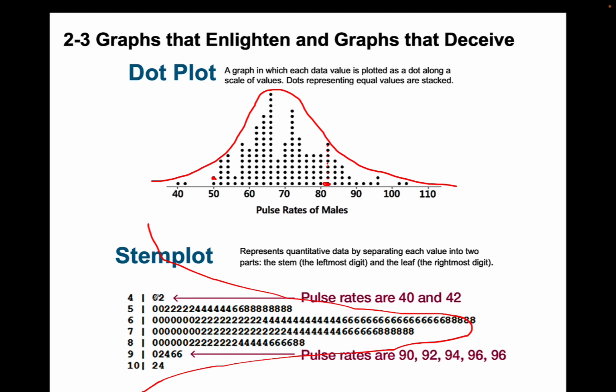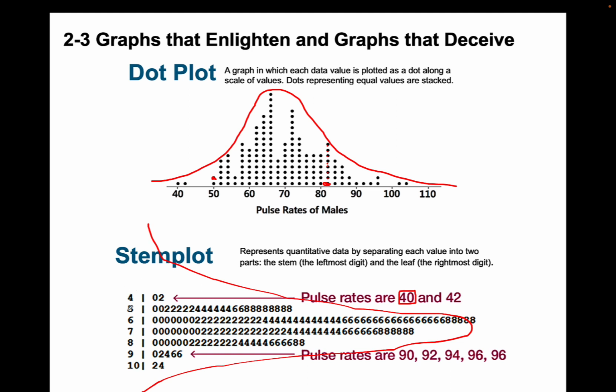But the way that the individual data values are represented is slightly different. 4 would be the first number in the pulse rate. 0 would represent the last number in one male's pulse rate. So that's why we have a pulse rate of 40. And now you go again.